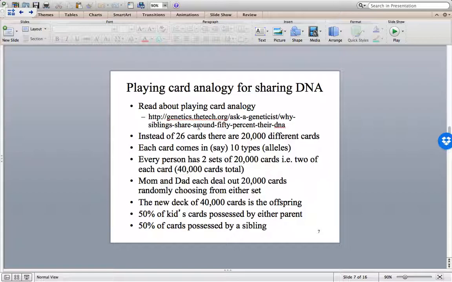Every person has 2 sets of 20,000 cards, or 40,000 cards in total, representing the fact we are diploid and have 2 copies of every gene. These cards are placed in 2 stacks of 20,000 cards each.